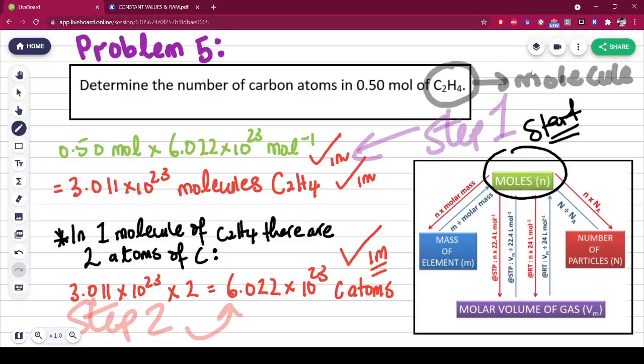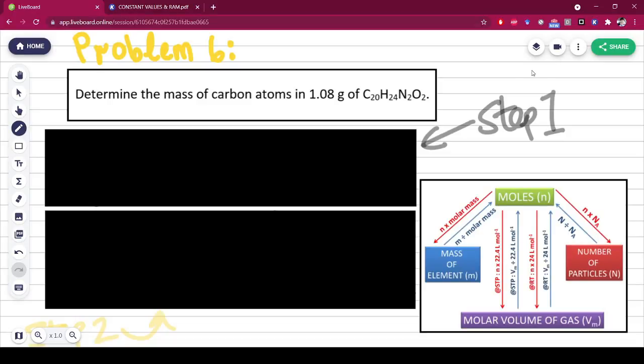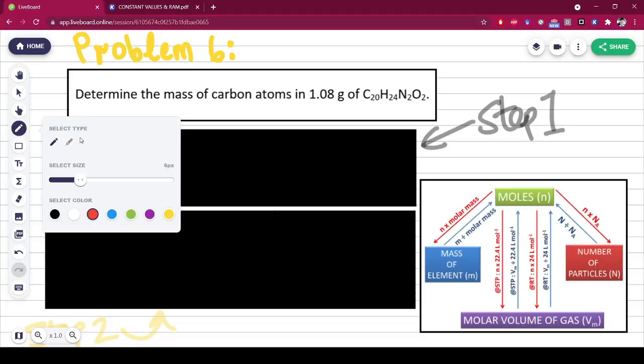Now, problem number 6 is going to be slightly more tricky or difficult if you compare with number 5, but still it's going to be based on the mole map intersection that we have right there. Now, determine the mass of carbon atoms. Okay, the mass of carbon atoms, 1.0 grams. Okay, we're going to start from mass of the whole thing. The question wants you to find the mass of carbon atoms in here, but we start from the mass of the whole thing.